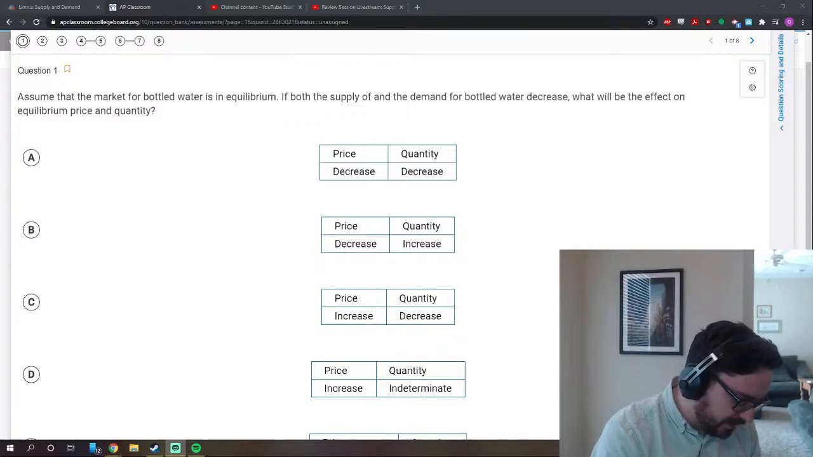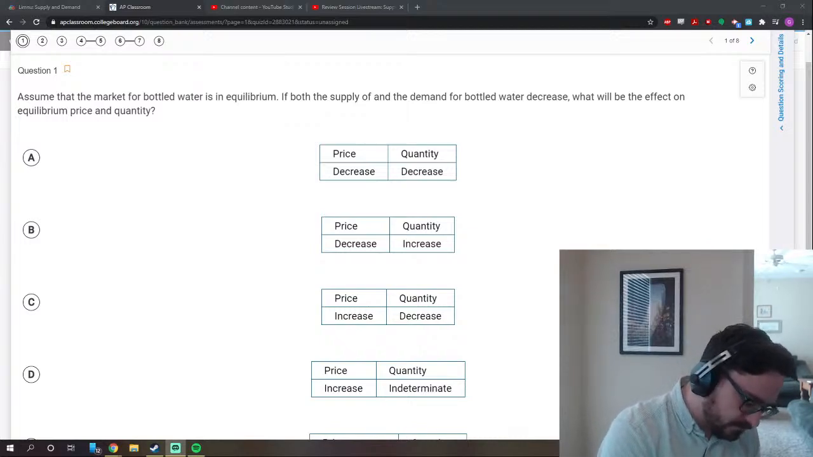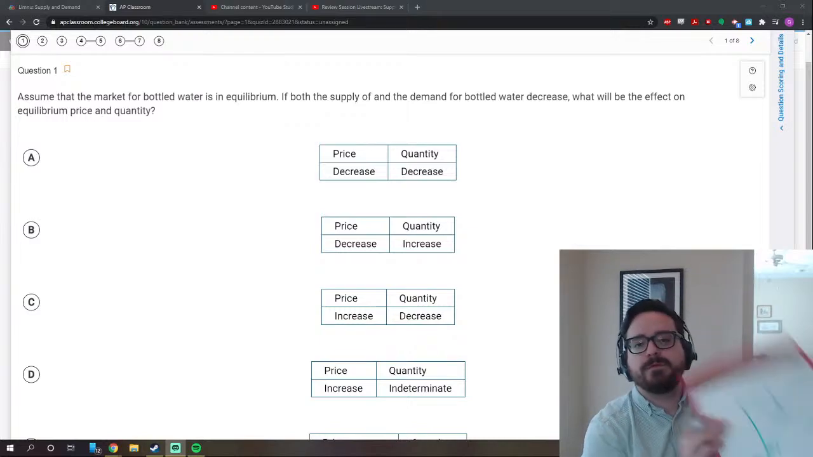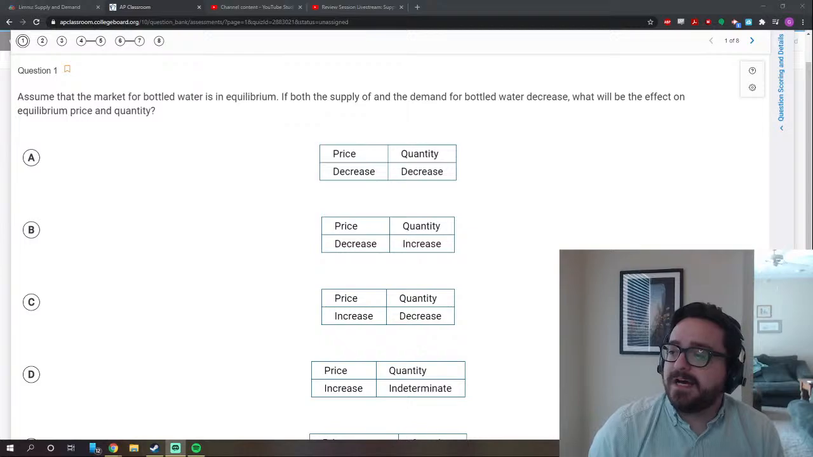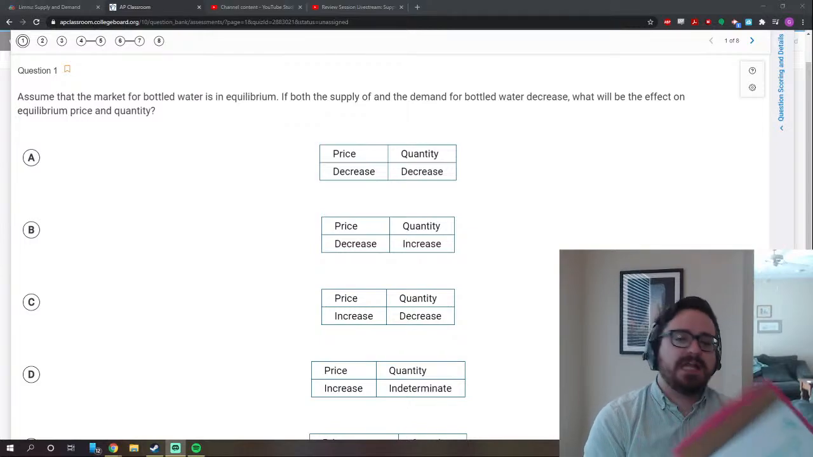It is bottled water. So I was just talking about Nestle and all their weird stuff. So we're here. If both the supply of and the demand for bottled water decrease, what'll happen to price and quantity?